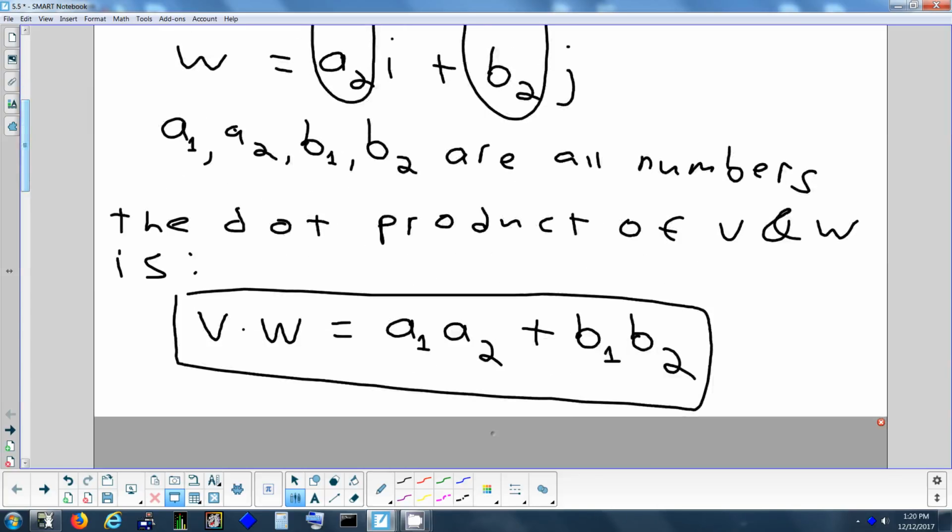And the way you write it is with a dot. Okay, so when you want to write the product of two vectors, make sure you put the dot. Don't put two letters next to each other. That means nothing with vectors.